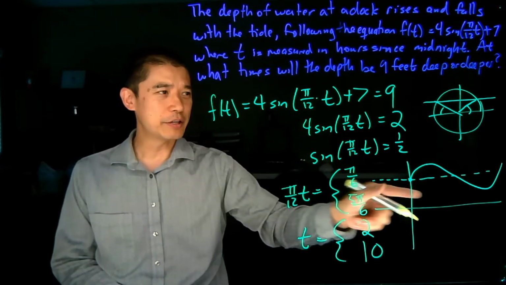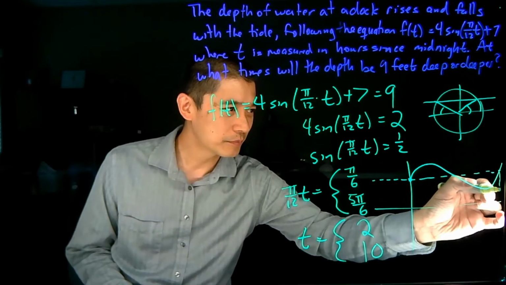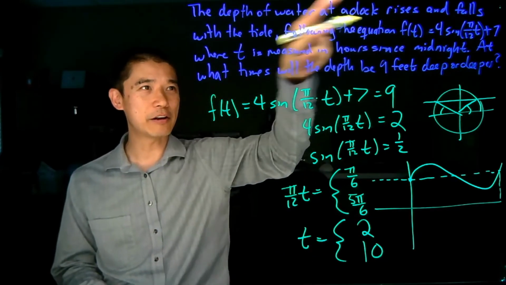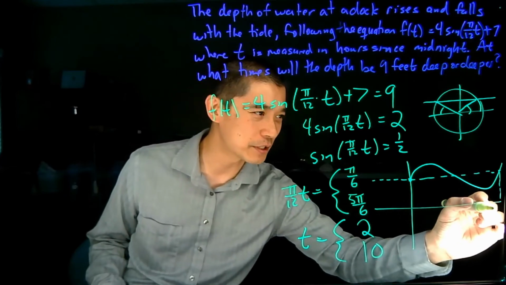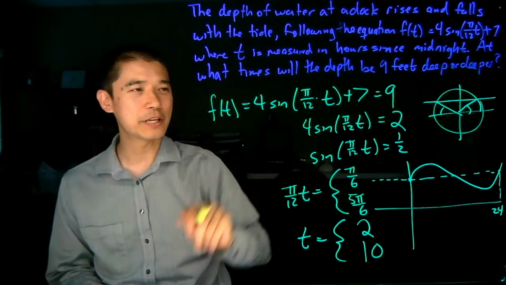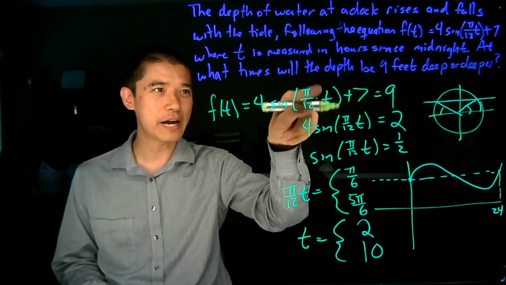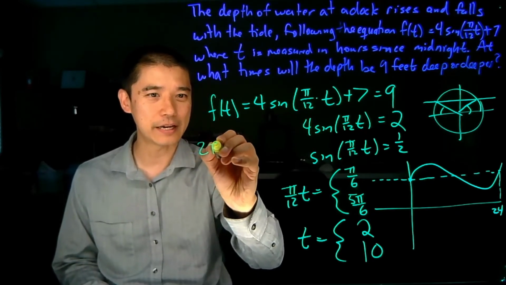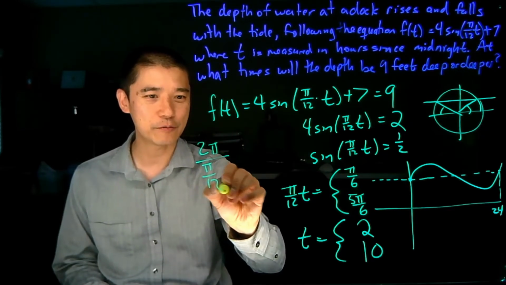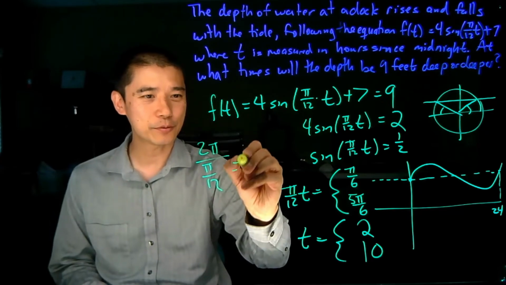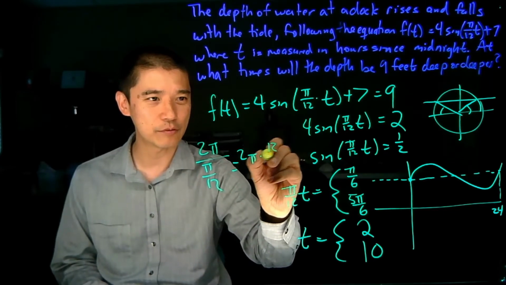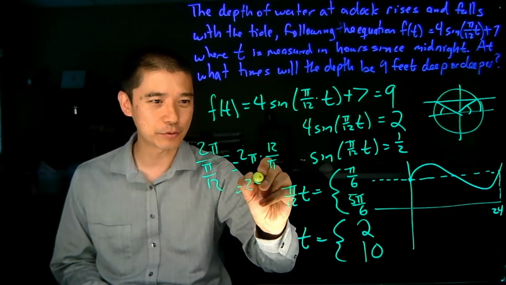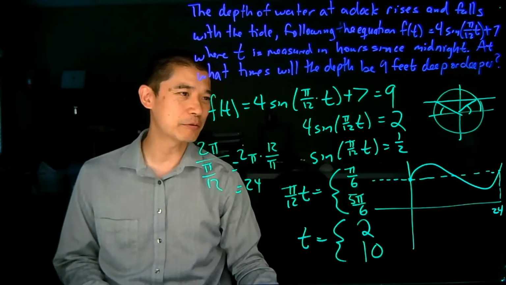What is the period? Where does it actually repeat? Well, there are two ways to think about it. One is that this is how it happens every single day, so you know that it repeats at 24. The other thing is to know that the period is 2π divided by b, so 2π divided by π/12, multiplied by the reciprocal, 2π times 12 over π, and that is equal to 24. So either way, we can see that that's where it repeats.